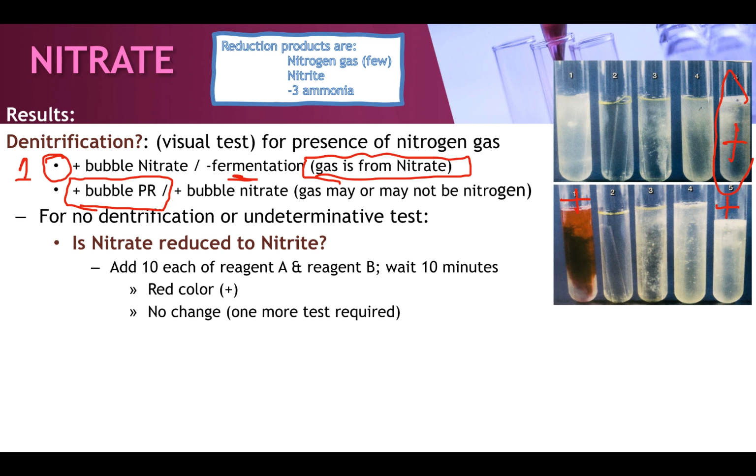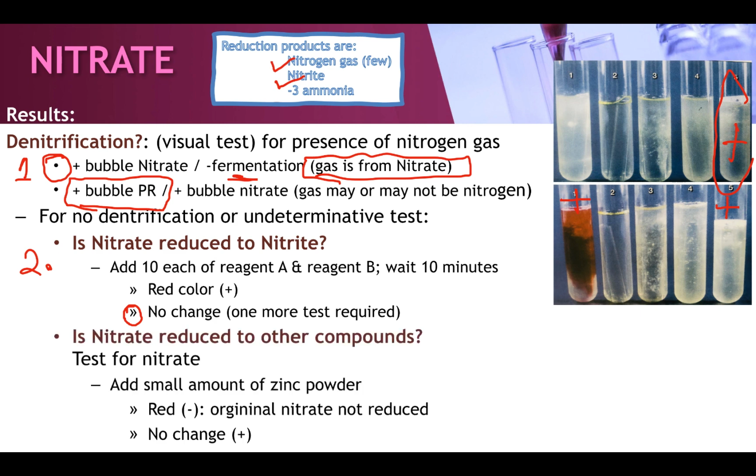Even if there is no change, we still need to do one more test. Why? For number 1, we checked for nitrogen gas. Number 2 here, we checked for nitrite. But remember, there are other reduction products that we have not checked for, like ammonia. So tubes 3 and 4 may very well be positive. How do we know that the nitrate wasn't turned into something else? This is where phase 3 comes in.